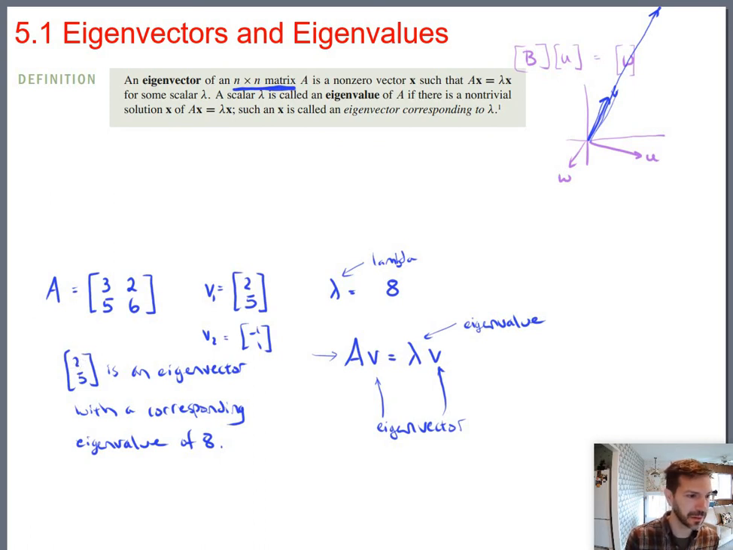Oops, let's get on the right layer. Let's just rewrite this for our other eigenvector. So negative 1, 1 is an eigenvector with a corresponding eigenvalue of what? Okay, so pause the video for a second, just multiply the two together, see what you find.